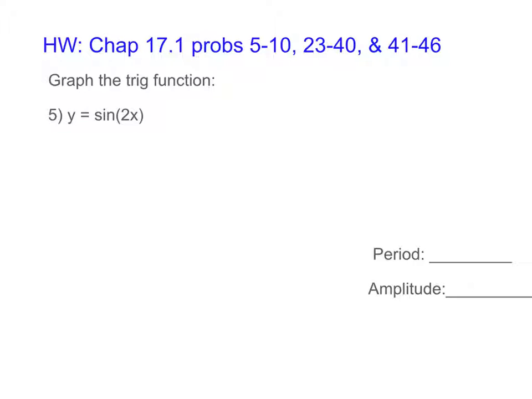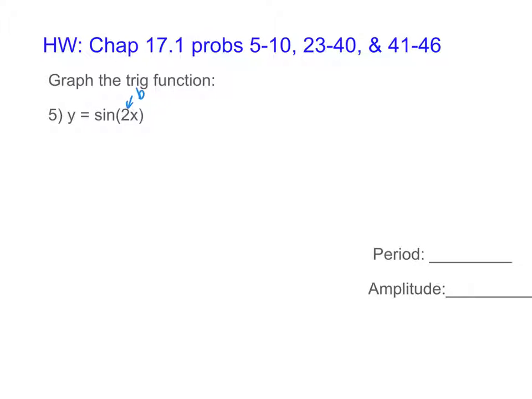So here's our first problem. These are suggested homework problems. I'm going to pull a few from that section, 17.1. So here's problem 5, and you're going to graph the trig function. In this case, this trig function is sine 2x. So we're going to figure out what happens when you make the inside of the parentheses have a coefficient next to the x. So in this case, our coefficient is 2. That's also our b value, right?